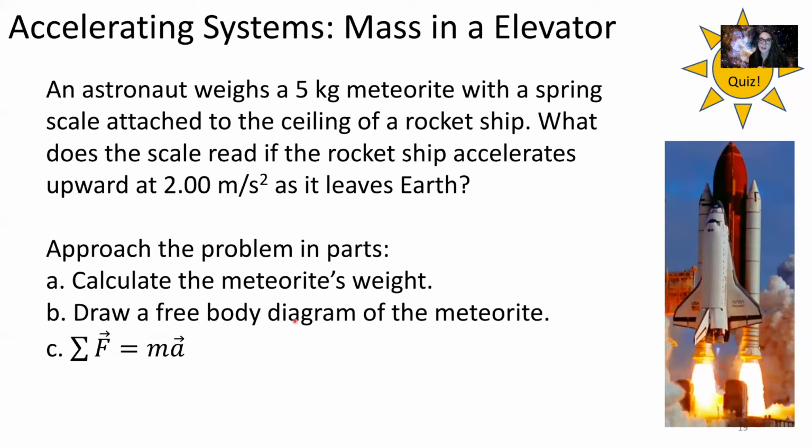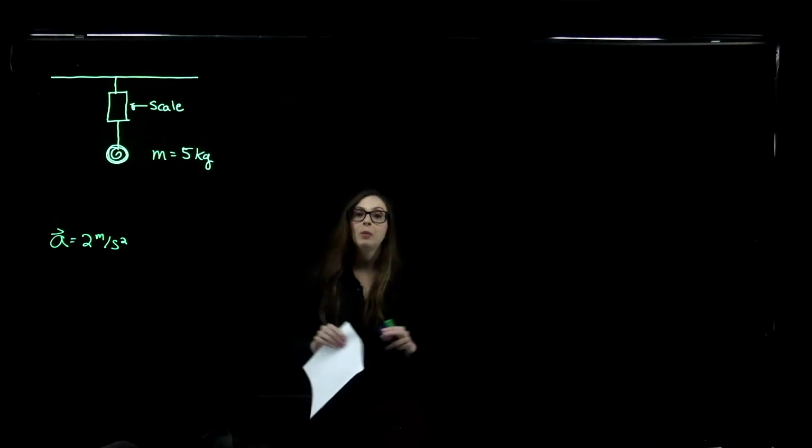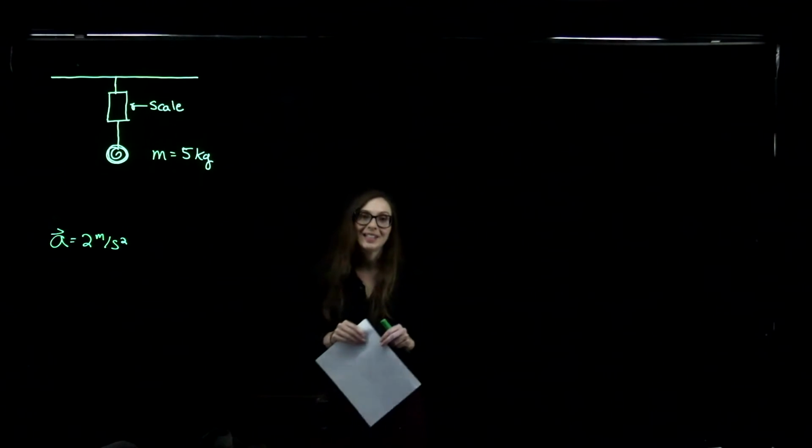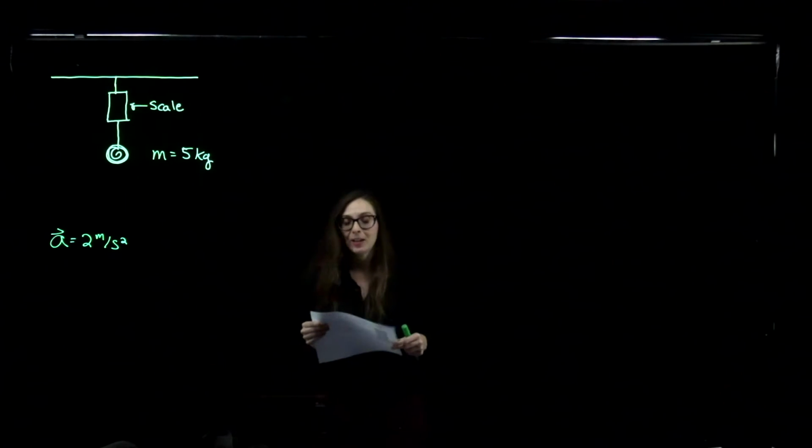Now we're going to solve a problem which will involve us thinking about the weight of an object, drawing a free body diagram, and then applying Newton's second law. And we're going to do this in a system that happens to be accelerating. In this problem, we are going to work with something called an accelerating system. I'll explain what that means here.